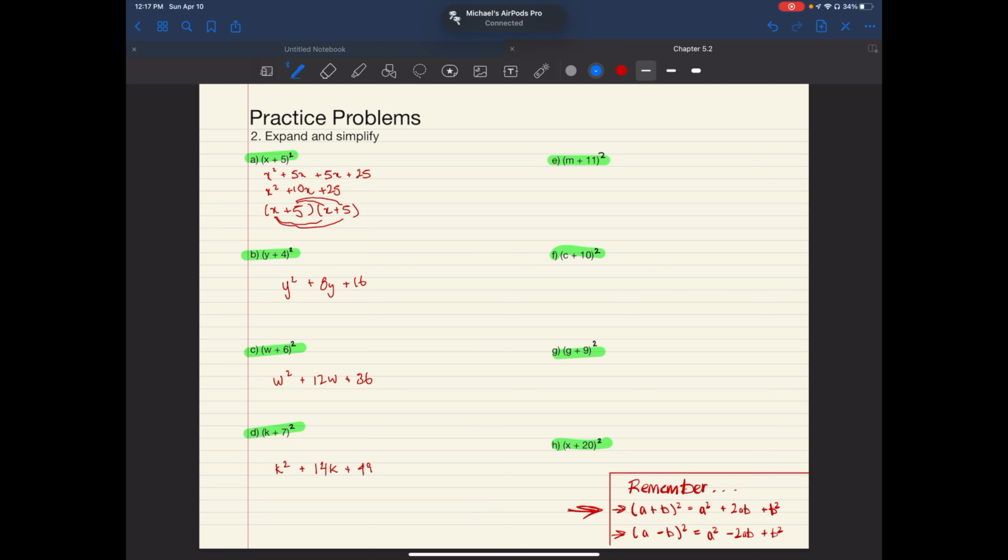Okay, E. So m squared plus 22m plus 121. c squared plus 20c plus 100. g squared plus 18g plus 81. x squared plus 40x plus 400.